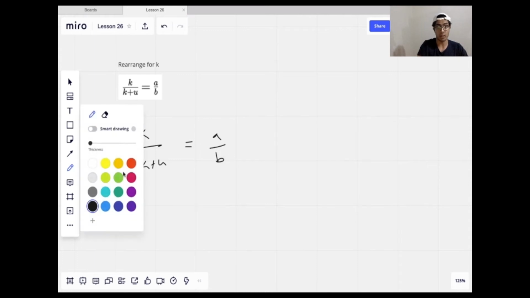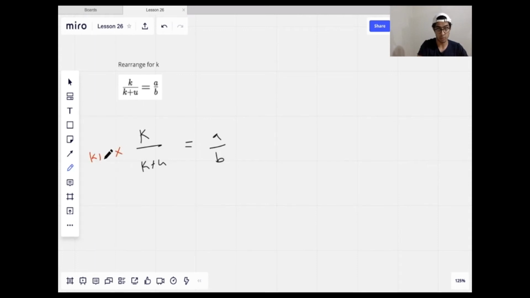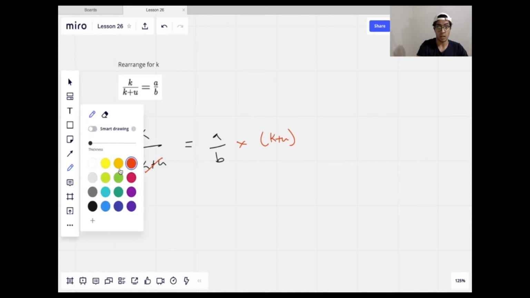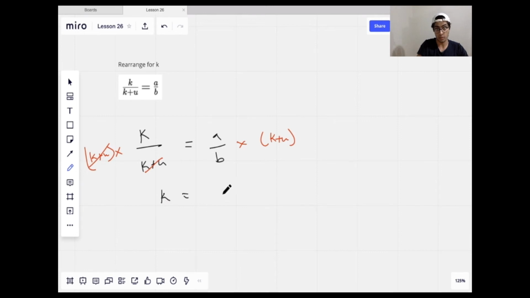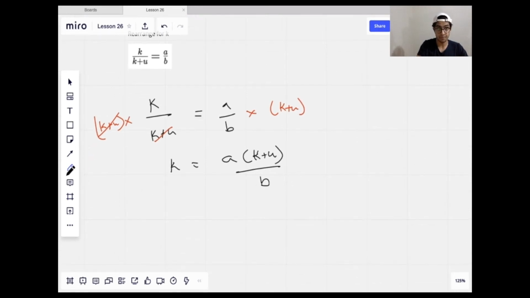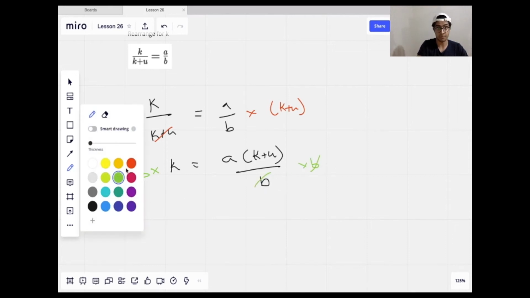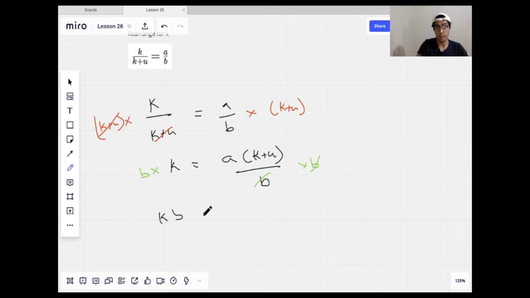So I multiply both sides by k plus u. Since I'm timesing and dividing, that goes away. So then I'm left with k is equal to a(k plus u) divided by b. And likewise, I can times both sides by b, and that gets rid of the b's on the right. So I'm left with kb is equal to a(k plus u).